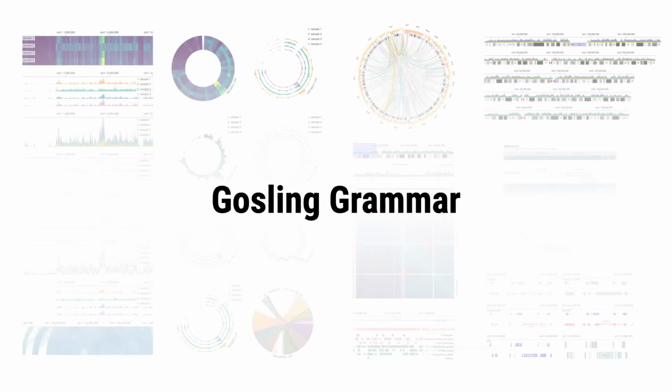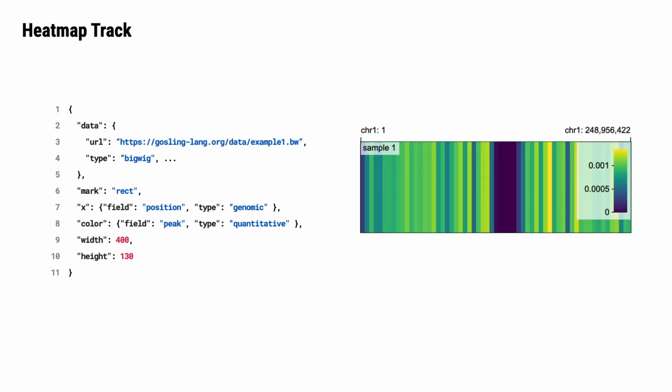In the following slides, I will introduce the grammar of Gosling with actual examples. In Gosling, each track displays a single dataset. Using the concept from the grammar of graphics, users can use marks like rect, point, line, and visual channels like X, Y, and color to make custom visualizations.